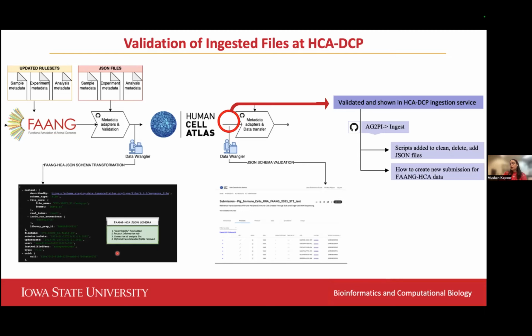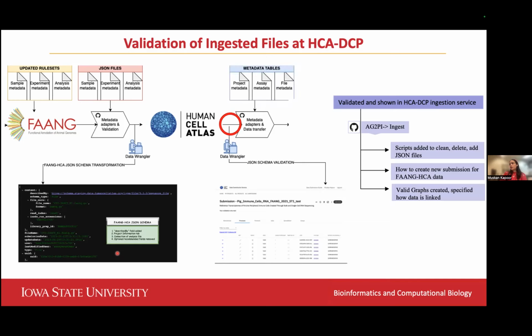Second, we created a page where you can see a new summation for another FANG HCA dataset. Third, we created valid graphs which specified how the data is interlinked to one another. And fourth, we had these metadata tables created for further use in Terra, which is shown in the HCA DCP: the project, assay, and the file metadata. You can see the file is validated. I'll show this figure more clearly in the next slide.